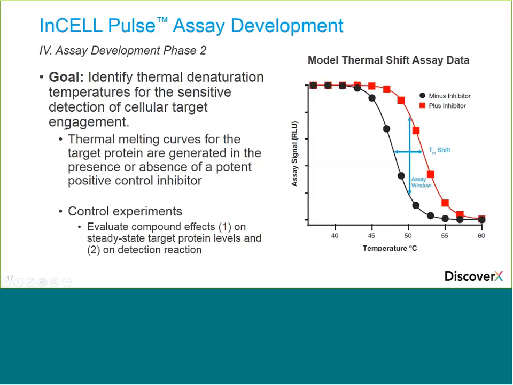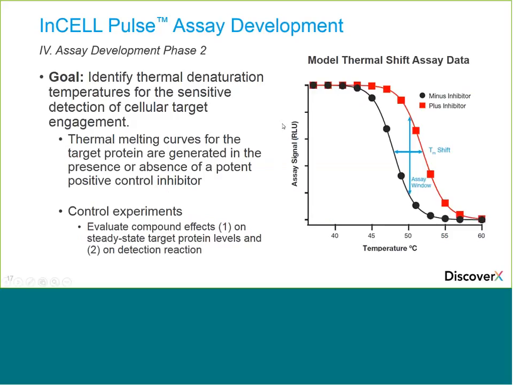Phase 2 assay development starts getting into the real meat of the assay. This is the thermal denaturation assay. We want to show that a known ligand can shift the TM, the apparent TM of the target protein, and then we can choose appropriate temperatures to move forward for assay development.